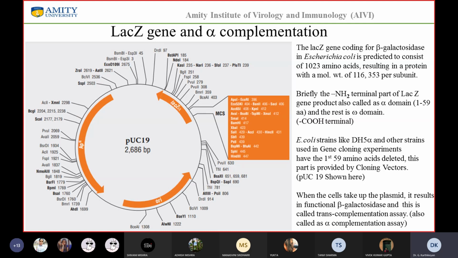If a protein is 1000 amino acids long, how long will the gene be? Any idea? If I give you a protein and I say this has 1000 amino acids, how long will the gene be? How big will the gene be? Can we predict?